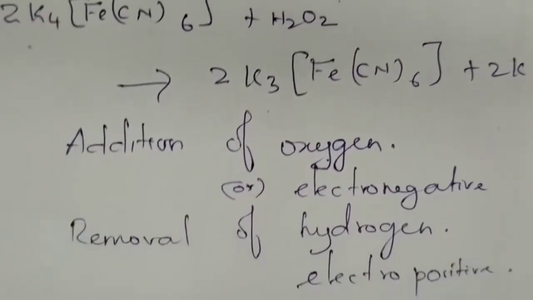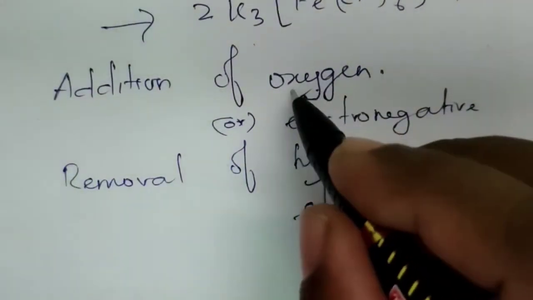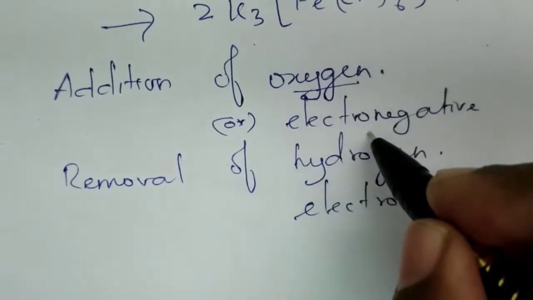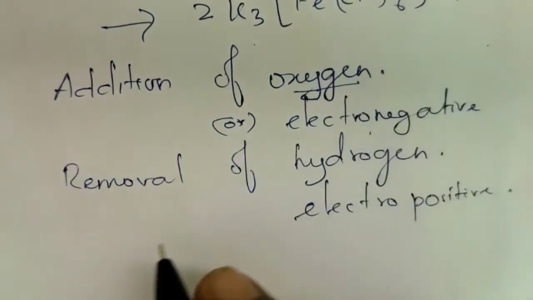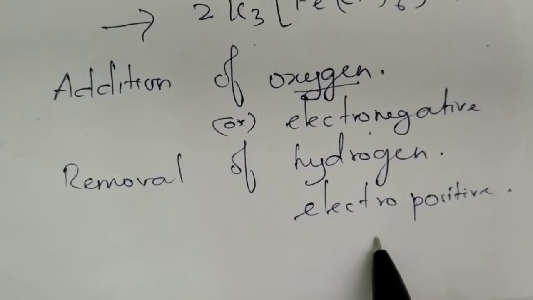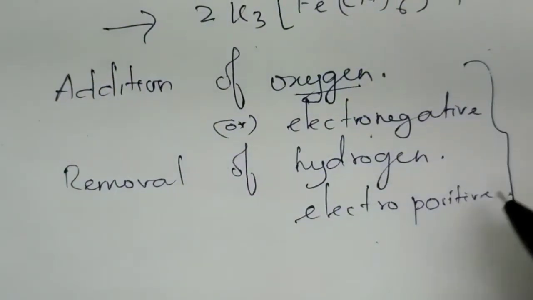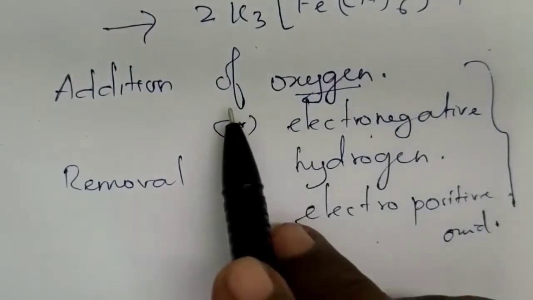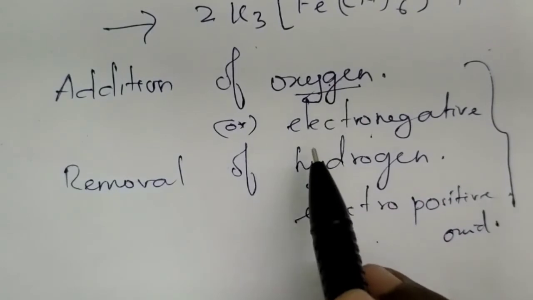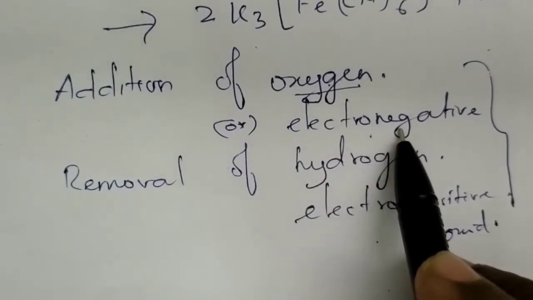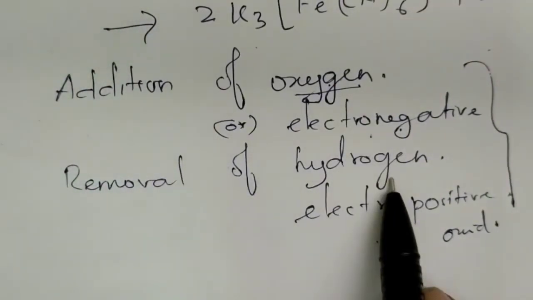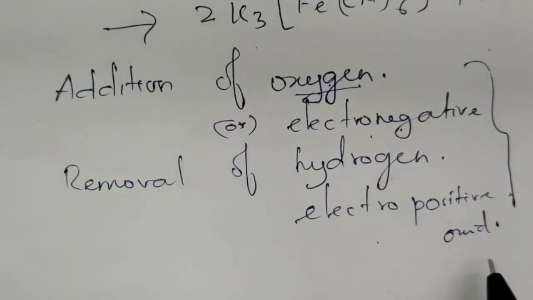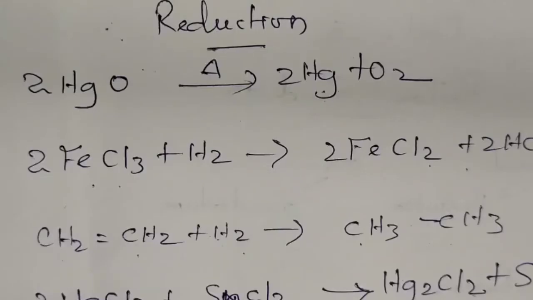Hence, we can define oxidation as addition of oxygen or electronegative element, or removal of hydrogen or electropositive element. What do you mean by oxidation? Oxidation means either addition of oxygen or of an electronegative element, or removal of hydrogen or an electropositive element. When it is removed, that reaction is called oxidation.